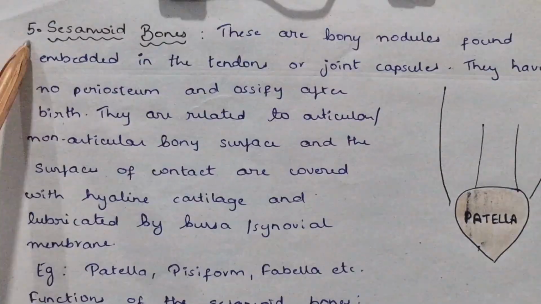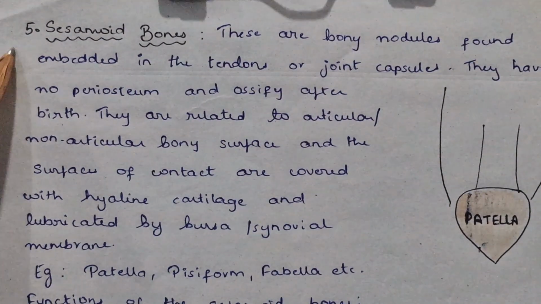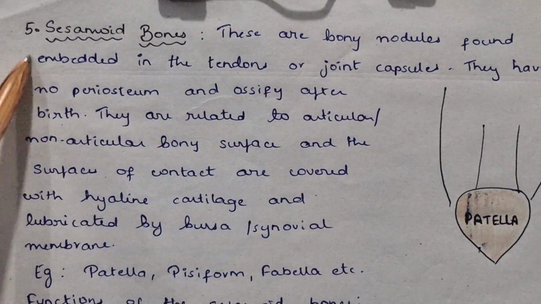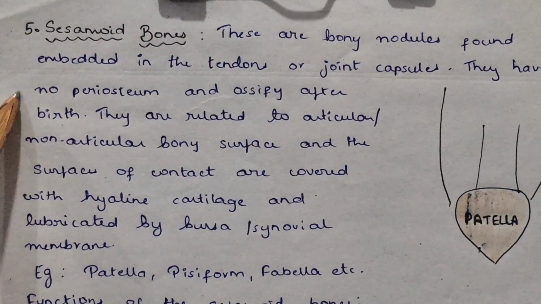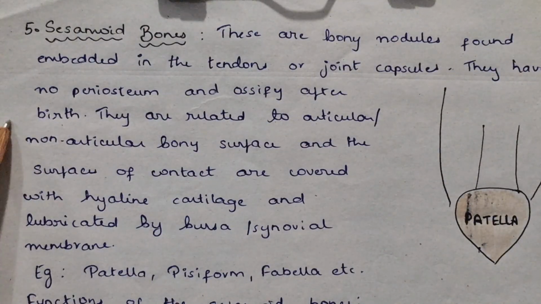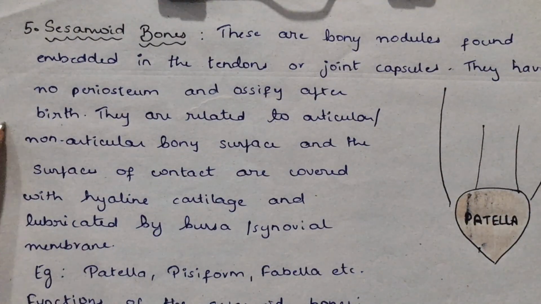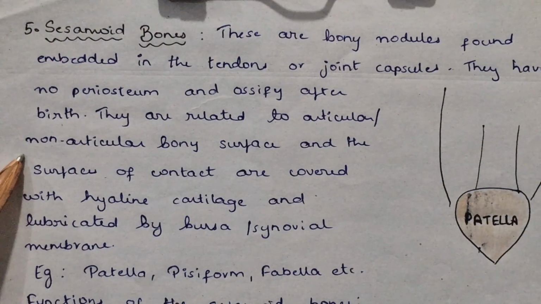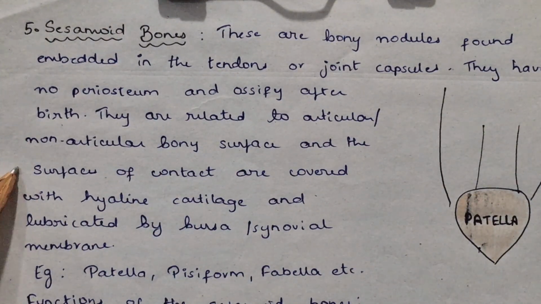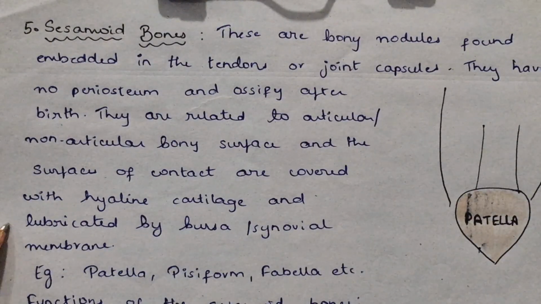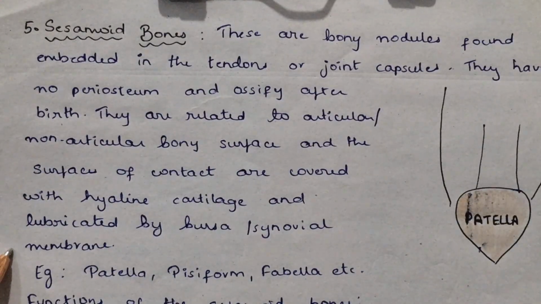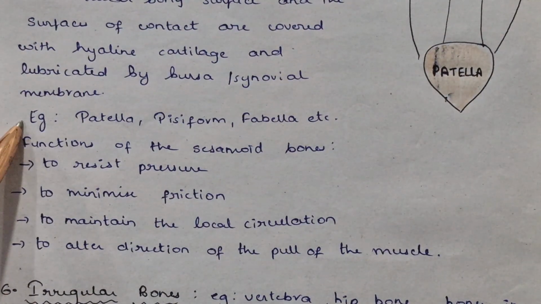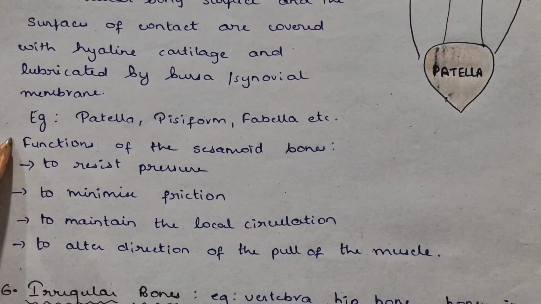The fifth one is sesamoid bones. These are bony nodules found embedded in the tendons or joint capsules. They have no periosteum and they ossify after birth. They are related to articular or non-articular bony surfaces, and the surfaces of contact are covered with hyaline cartilage and lubricated by bursa or synovial membrane. For example, patella, pisiform, fibula, etc.